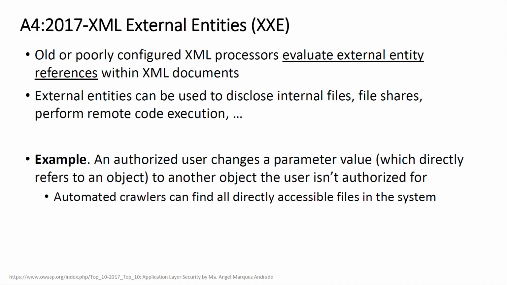Okay, let's move on to the fourth one, which is XML external entities. Older poorly configured XML processors evaluate external entity references within XML documents. External entities can be used to disclose internal files, file shares, perform remote code execution, and so on. For example, an authorized user changes a parameter value which directly refers to an object to another object the user isn't authorized for. So automated crawlers can find all directly accessible files in the system.